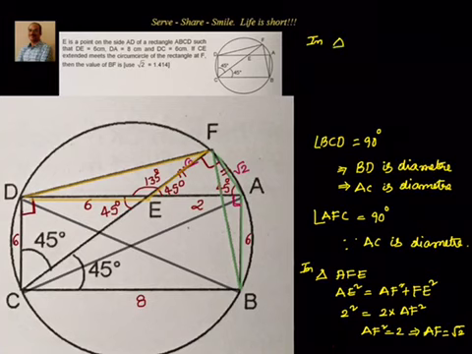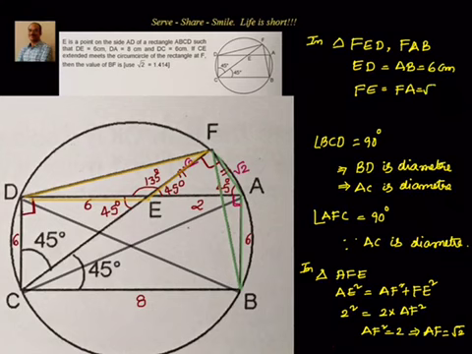In triangles FED, FAB, we have ED equal to AB equal to 6 centimeters. We know that. We also know that FE equal to FA equal to root 2 centimeters.